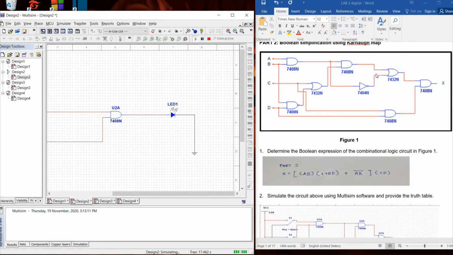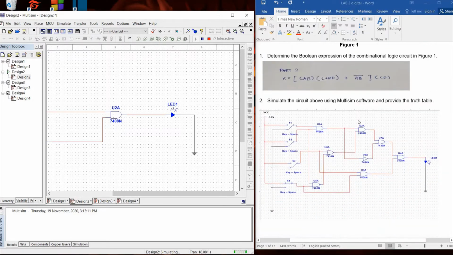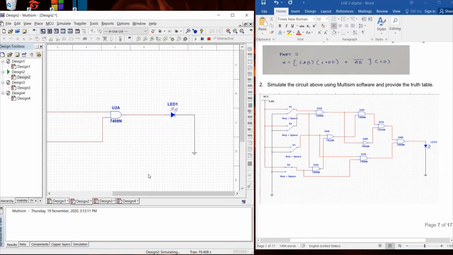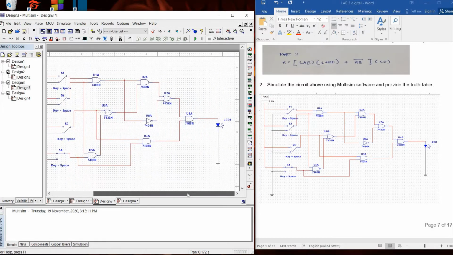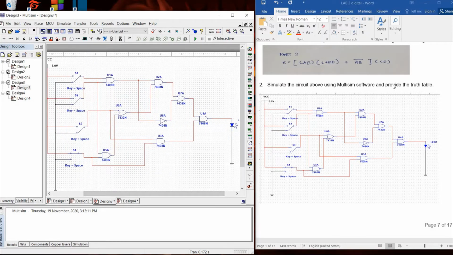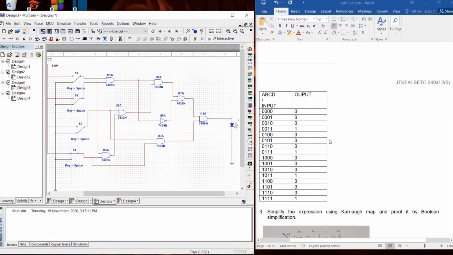Then the NOT gate is combined with an OR gate. The OR gate is a gate which gives you A plus B. Then I simulated the design in my Multisim like this and provided my truth table.